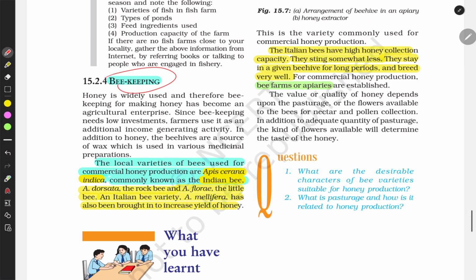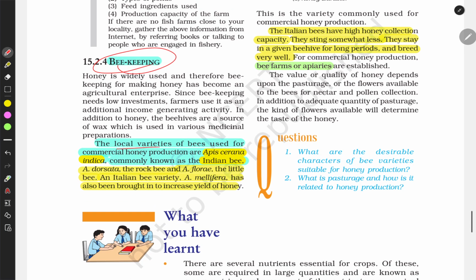The last thing is beekeeping. Local varieties of bee are used for commercial honey production: Apis cerana indica, commonly known as the Indian bee, Apis dorsata, the rock bee, and Apis florea, the little bee. The Italian bee variety, Apis mellifera, has been brought in to increase the yield of honey.